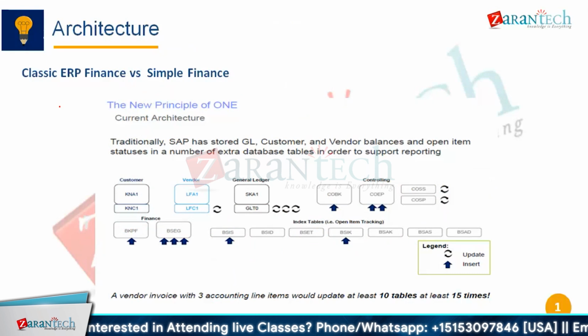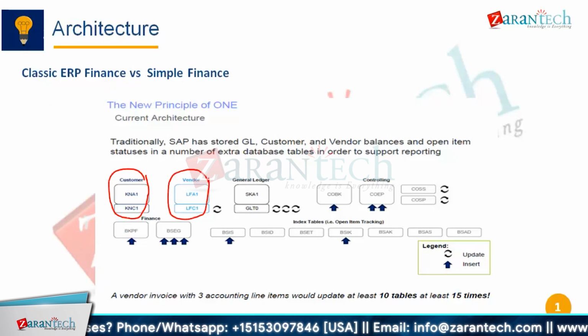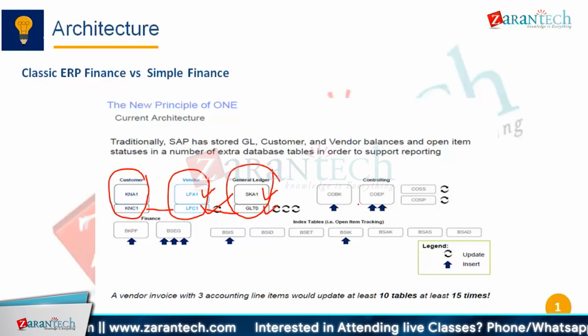Architecture, let us understand quickly the architecture. Like the customer tables we all know, KNA1 and KNC1, LFA1, LFC1. This is general data. This stores your transactional total data. Then general ledger SKA1 is the master data. This is your transaction total data. So GLT0 is aggregate data. So KNC1, LFC1, then GLT0. Then COBK is the header table of controlling, COEP is transactional data of controlling.